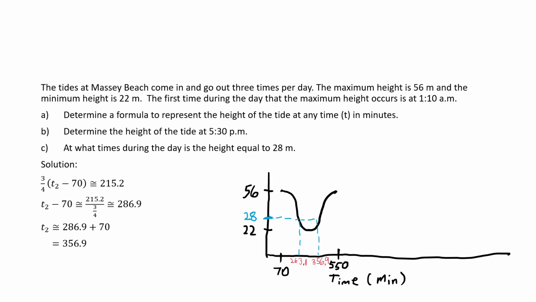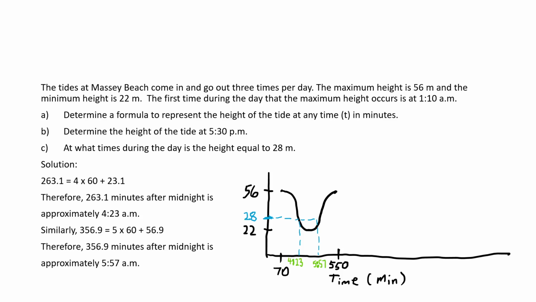So we know the first two times that way. But we want to state them as times on a clock because that's how the question is worded. So we want to figure out what time is 263.1 minutes after midnight. Well, 263.1 minutes after midnight is 4 full hours, because 4 full hours is 240 minutes, plus an additional 23.1 minutes. So it's 4 full hours plus 23 minutes after midnight. What do we call that? We call it 4:23 a.m.